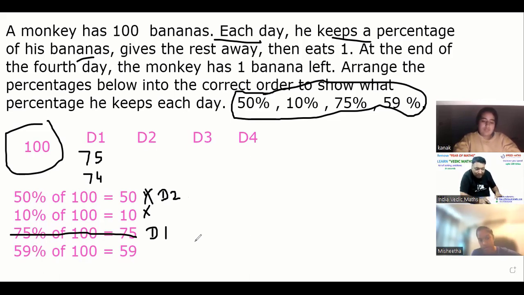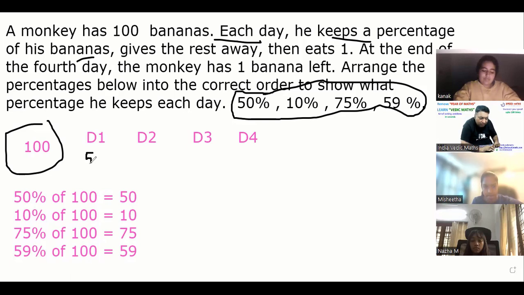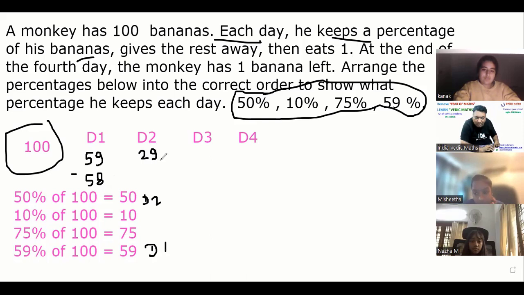Let's try others. What is remaining now, Mishita? 59? Let's start 59 here. 1 is eaten, so 58. Let's say this is my day 1. Now 10%, 75% no. So let's do 50% as day 2, just to assume. What is 50% of 58? 29, correct? Again eaten 1, so it becomes 28.